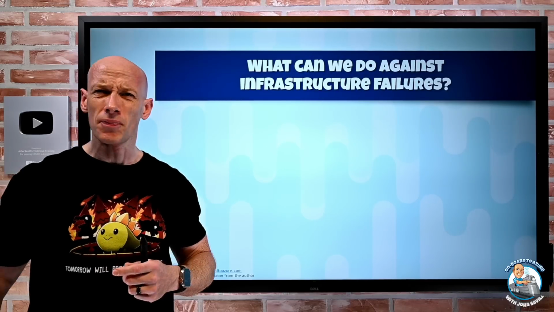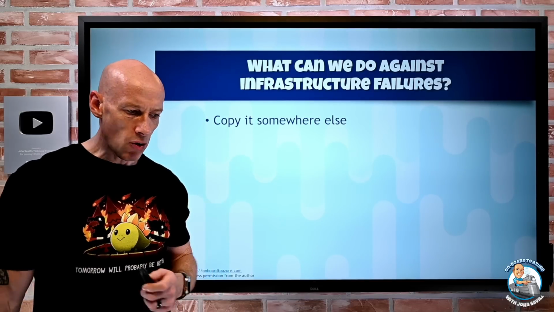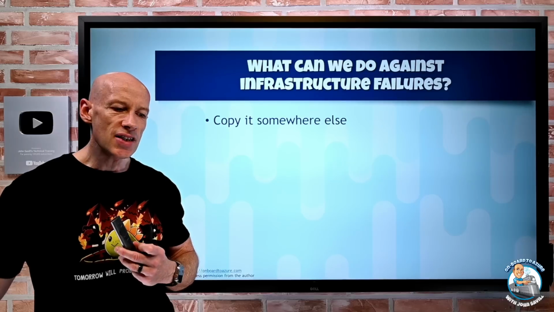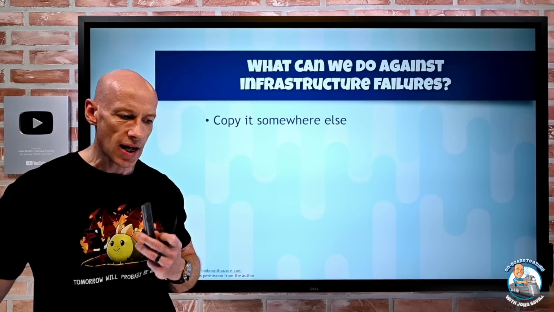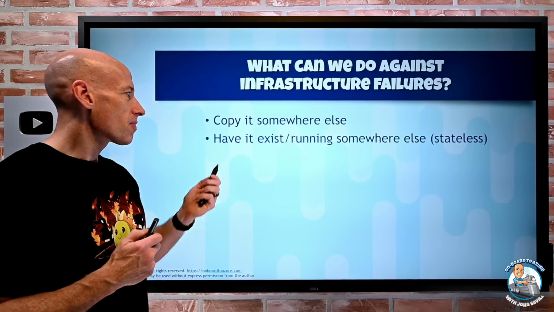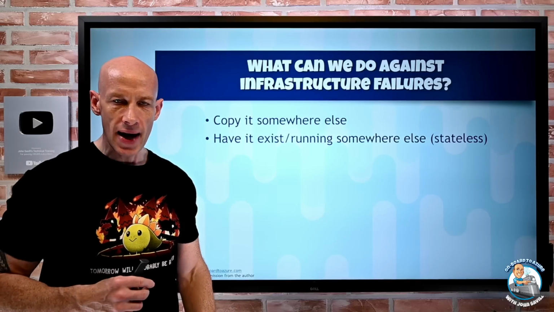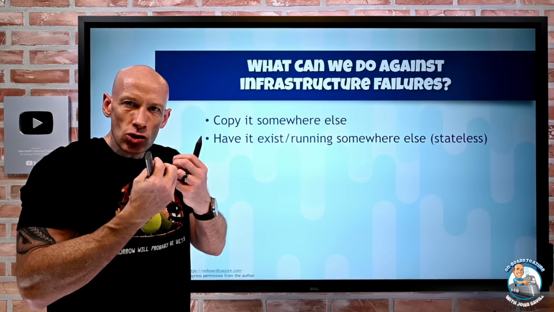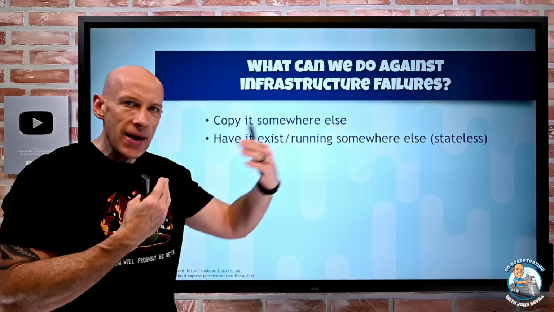So what can I do against infrastructure type failures? Well, I can copy it somewhere else. That's a fairly obvious one. So if I have stateful data, and you're going to hear me talk a lot about, well, is there a state or is there no state? Because if there's no state, well, I can just have other copies running somewhere else. If it's state, some durable data that's really important to the functioning, like a database, well, I have to make sure I'm copying that data.